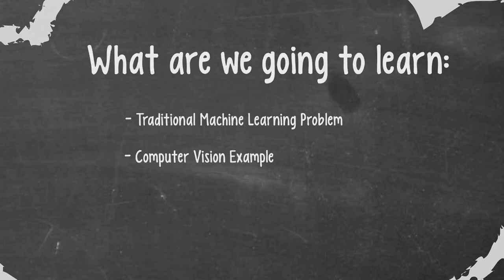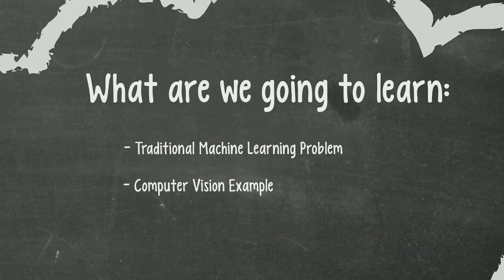So what are we going to see in this video? We're going to talk about traditional learning and the existing problem that we're going to need to solve using deep learning, or neural networks for that matter. And also we're going to see a computer vision example.